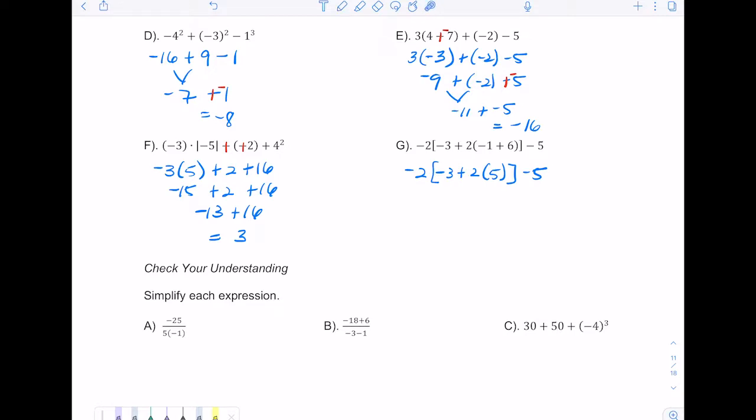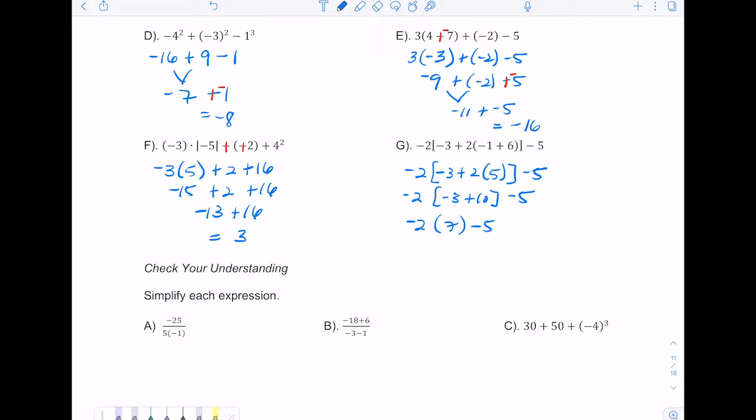Now I'm going to look at the brackets, and I need to multiply before I add. So 2 times 5 gives me 10. Now I can combine the inside of the brackets. -3 plus 10 is 7. So I've got -2 times 7 minus 5. After you simplify the -3 and the 10, if you noticed, I put parentheses right here, because at that point the brackets go away, so it really doesn't matter. You just need to know that you're taking the -2 and you're multiplying it to the sum that you get in the brackets. So now I need to multiply before I subtract.